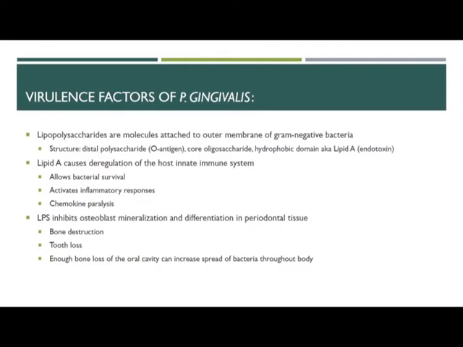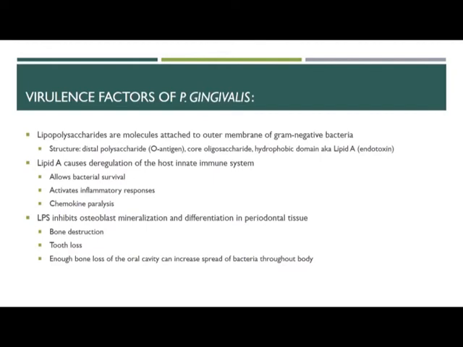Structurally, they have a distal polysaccharide, or the O antigen, a core oligosaccharide, and then a hydrophobic domain, or the lipid A, which is an endotoxin. And endotoxins are how gram-negative bacteria really cause damage in the body. So lipid A causes deregulation of the host's innate immune system, and that's really important for the bacteria to survive and keep causing problems in the body.